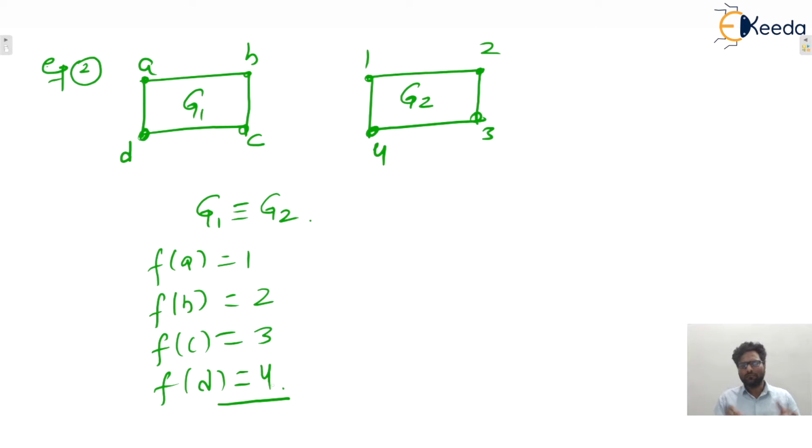First one, we can say that if two graphs are equal, then both graphs must have the same number of vertices, same number of edges. Third one, the degree sequence of both graphs must be the same. Fourth one, cycles of every length must be the same in both the graphs. Next one, there must be a correspondence, that is a bijective function.